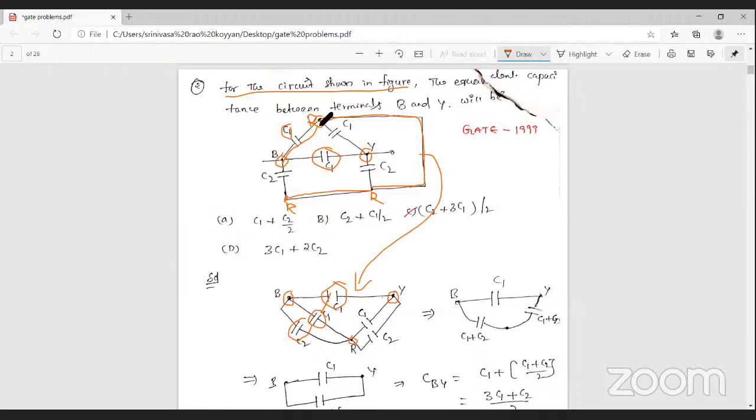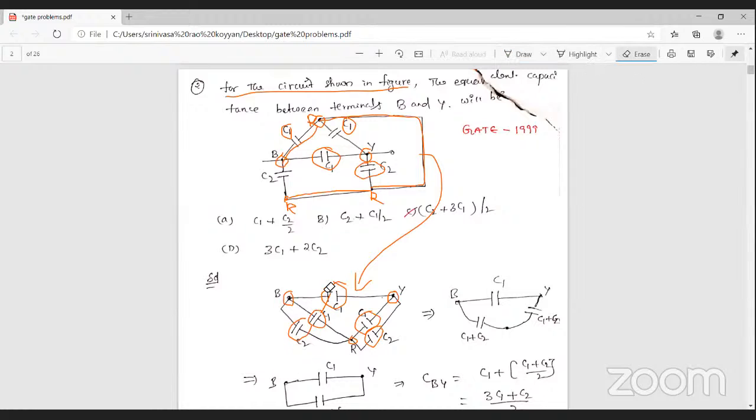Similarly, R to Y, what is this capacitance value? R to Y, the capacitance value is C1. And similarly, Y to R, the capacitor value is C2. Similarly, you can connect it here. Then you can get this network.